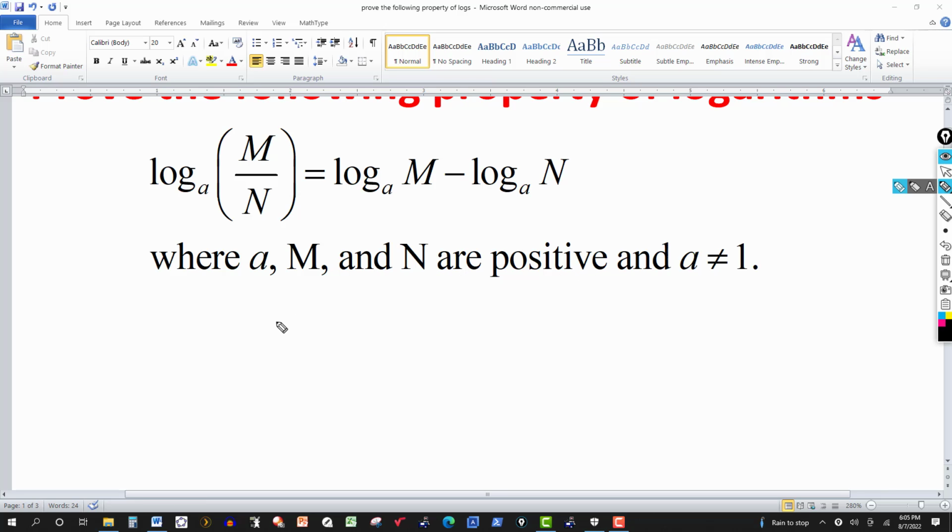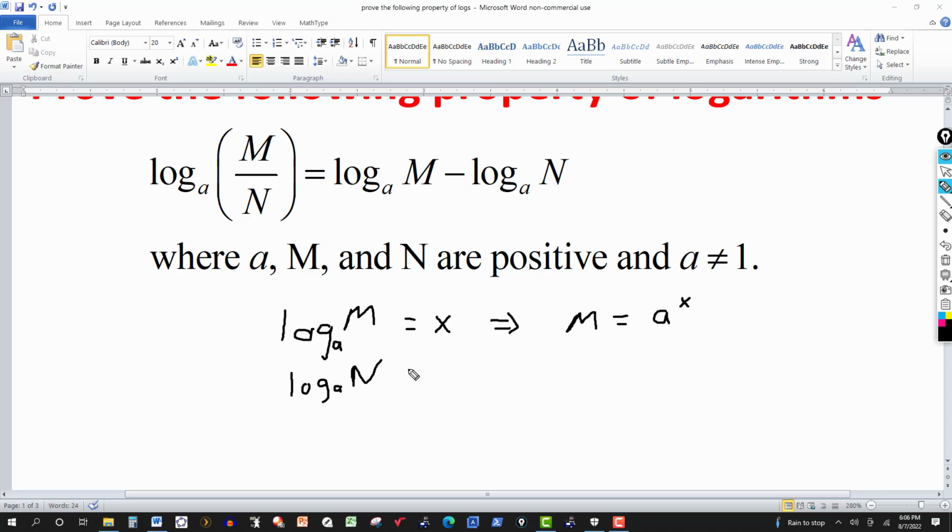So one way we can do this, let's look at the log of m to base a, and let's set that equal to x. Now this will imply, by the definition of logs, going from log to exponential form, that m is equal to a to the x.